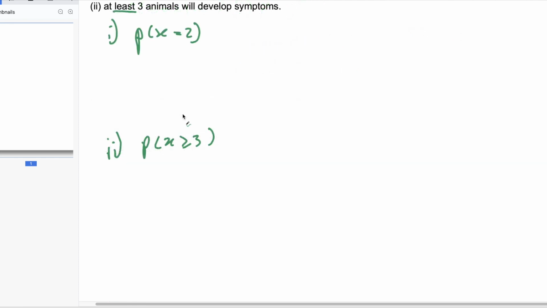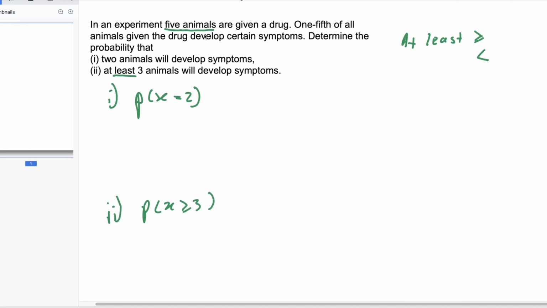So now, okay, we have our probability, which is that one. We know that we have 5 animals that are being tested, so n is 5. And then we have 2 here. And then the probability of success. The probability of success is given in the statement. Most people will miss it, but do not. So this is the 1/5 of all the animals given the drug will develop a symptom. So the probability of success is the one that's given in the statement. And developing a symptom is not a failure, it's success.